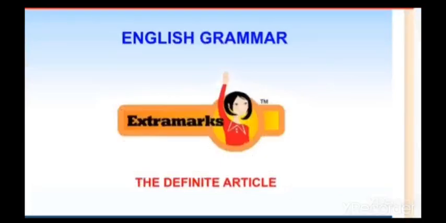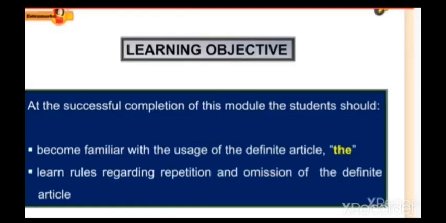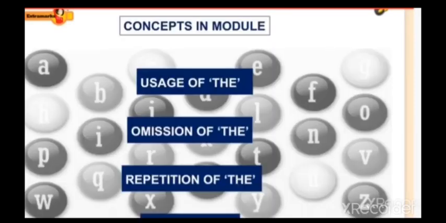English grammar, the definite article. Learning objective. At the successful completion of this module, the students should become familiar with the usage of the definite article. They will also learn rules regarding repetition and omission of the definite article. Concepts in module. Usage of the, omission of the, repetition of the. Assignments.